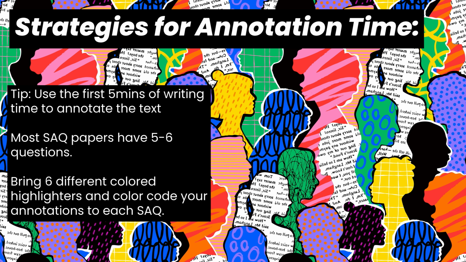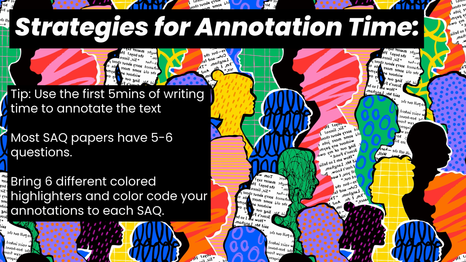Strategy number 2 is all around annotation. Now, some schools give annotation time when students encounter a short answer paper. But on the exam, you get 15 minutes of reading time and then you are straight into writing time. What we're suggesting is that you use the first 5 minutes of writing time to quickly annotate and mark up the short answer text. Color-coded annotations are, in our experience, the most effective way to do this.